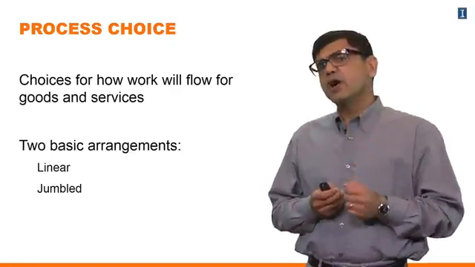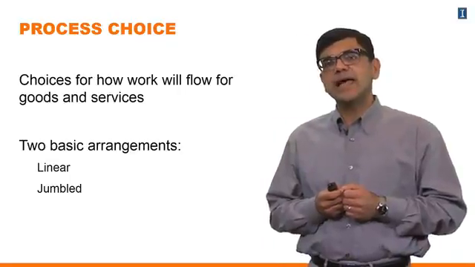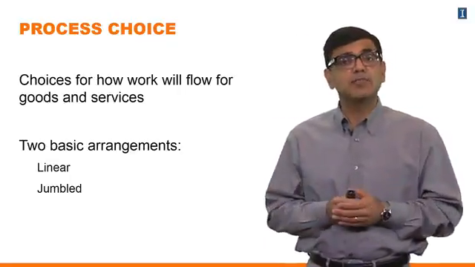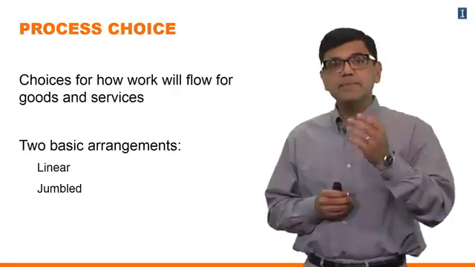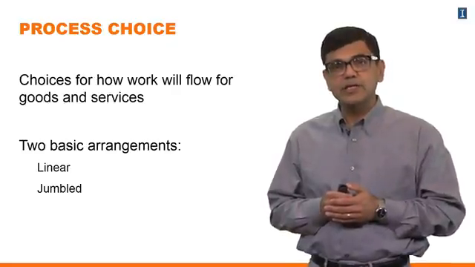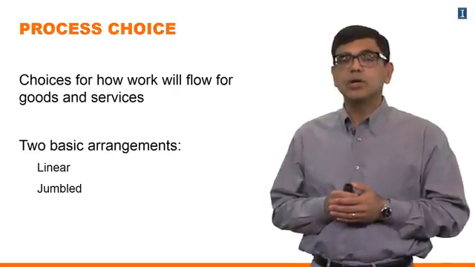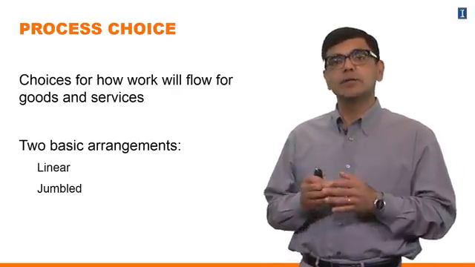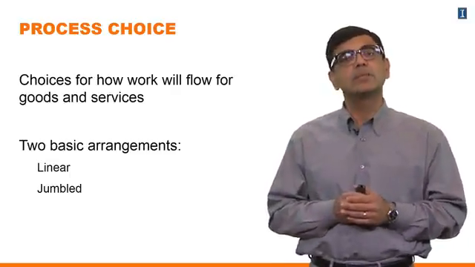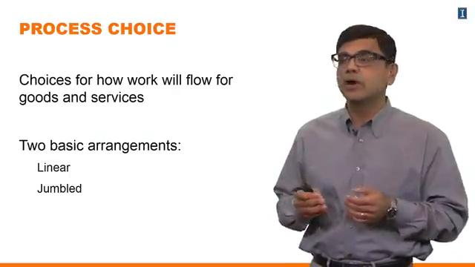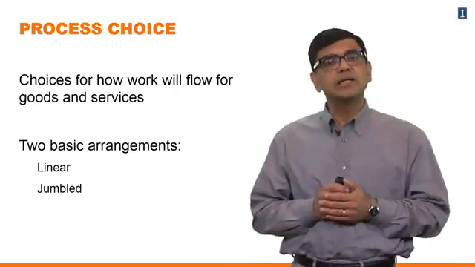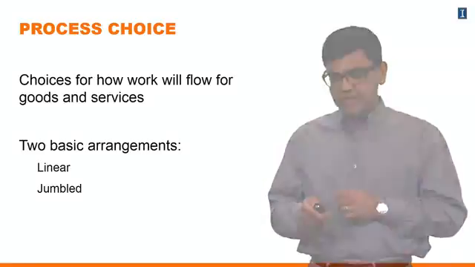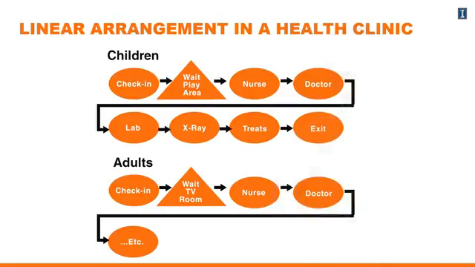So let's start off with taking a look at two very basic types of process arrangements. One of them is a linear arrangement, and one of them is what we're going to call a jumbled. So we're not going to get into the definitions of the formal process types that we see in operations strategy, but we're simply going to call them linear and jumbled at this point. So let's take a look at these basic types of process types.